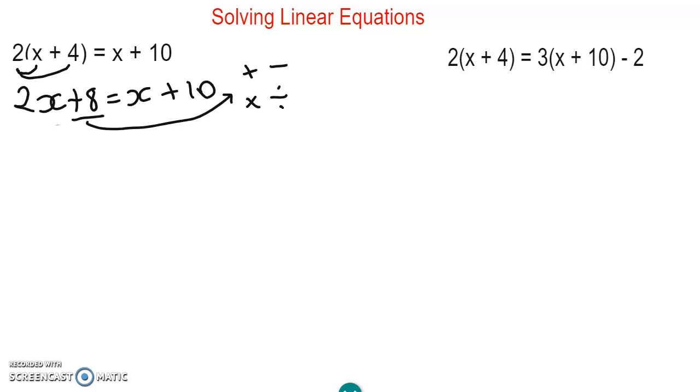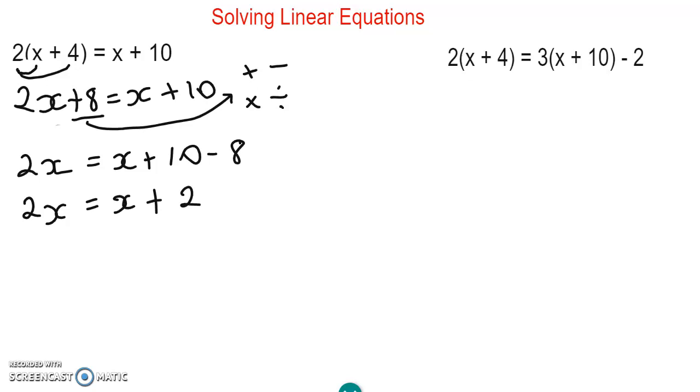So our new equation that we're working with is going to be 2x equals x plus 10 minus 8. And we can just go ahead and solve that 10 minus 8. So we've got 2x equals x plus 2. Now the next thing that we need to do is move this x that's by itself onto the unknown side. So we're going to move it that way.